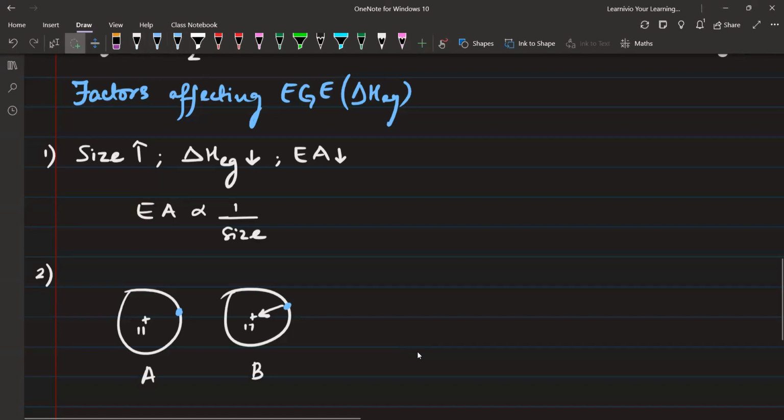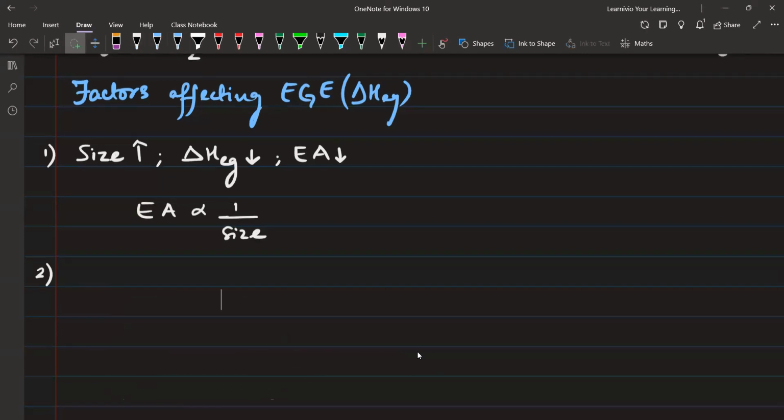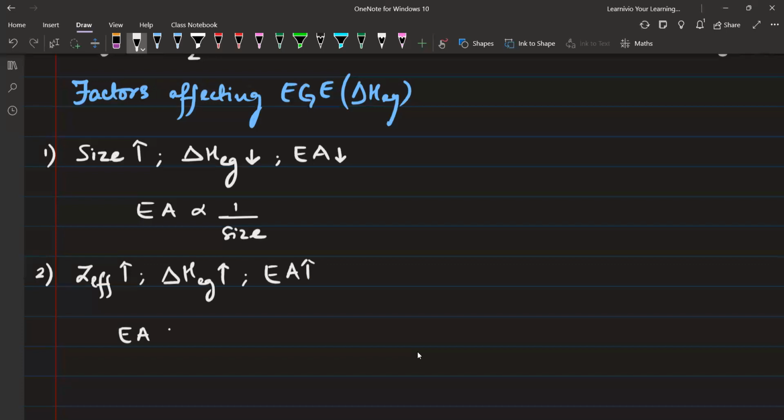That means effective nuclear charge is also one of the factors. If Z effective is high, electron gain enthalpy will be highly negative. And similarly, electron affinity will also be high. The tendency to gain electron will also be high. So electron affinity is directly proportional to Z effective. Make sense, everyone? Yes or no? Please tell me. Yes, sir.